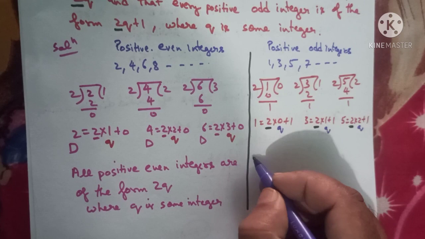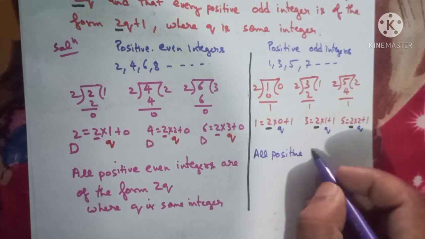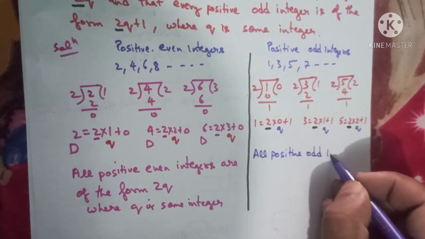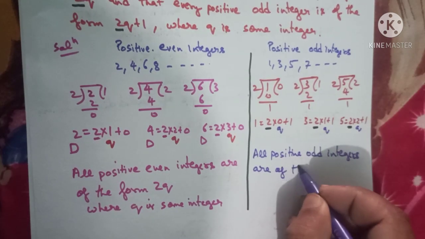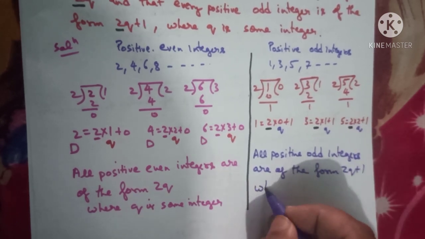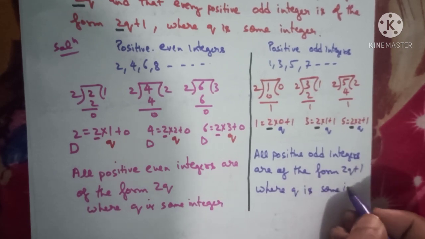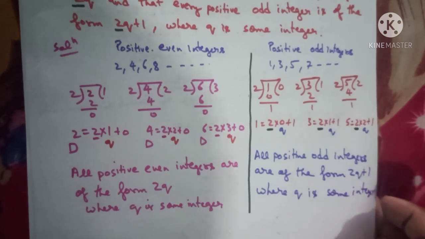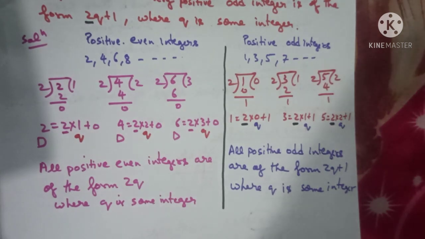So here we can conclude that all positive odd integers are of the form 2q plus 1, where q is some integer. Hope it is clear to everyone. So this is what we have to prove, that all the positive odd integers are of the form 2q plus 1 and all positive even integers are of the form 2q.